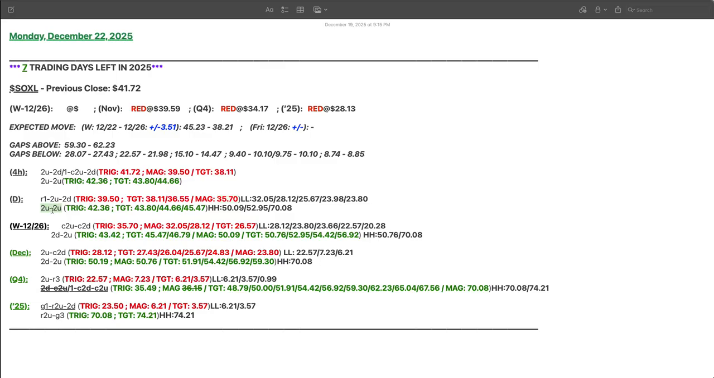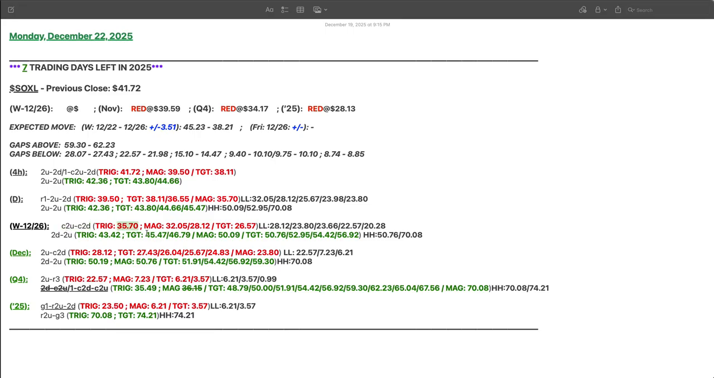Again, to the upside, we would have a 2 up continuation that would trigger at 42.36, target of 43.80, 44.46, like on the 4-hour, and then one more target of 45.47 to the upside. Now, on the week, if we go to the downside, that would continue the 2 down, combo 2 up, combo 2 down, right?